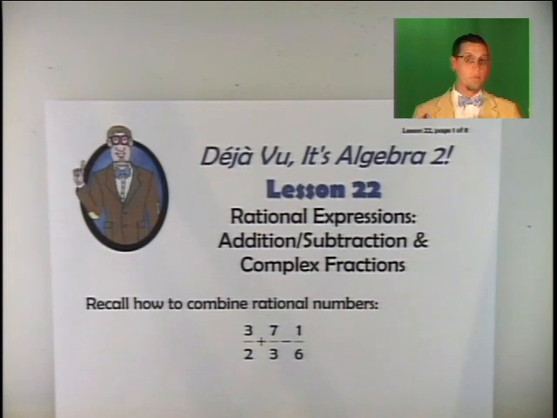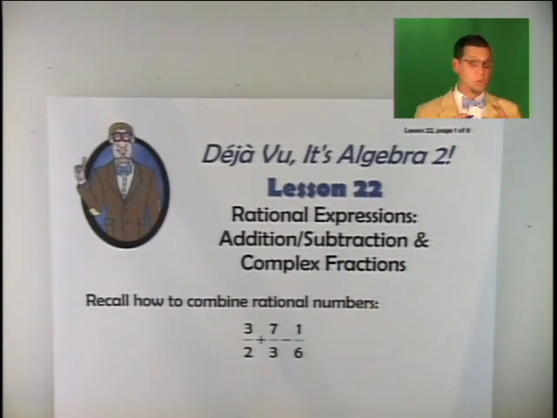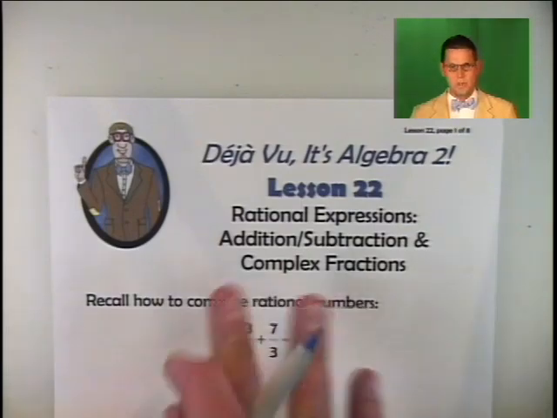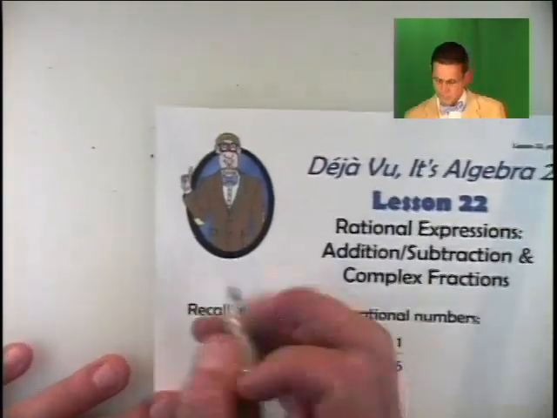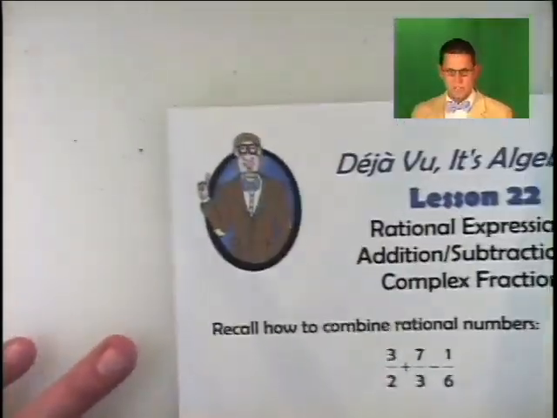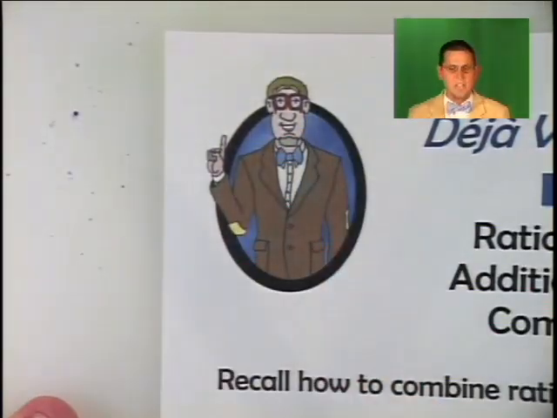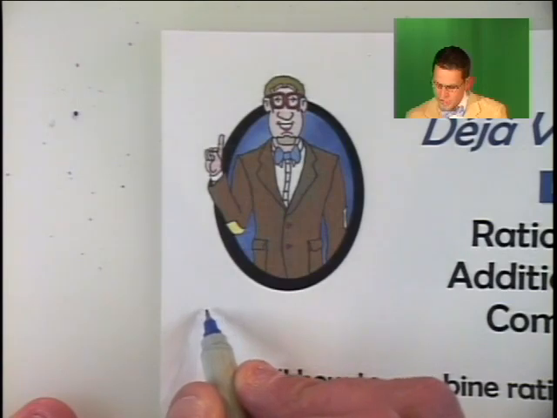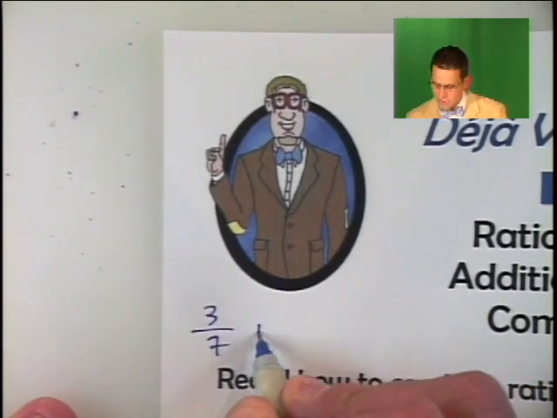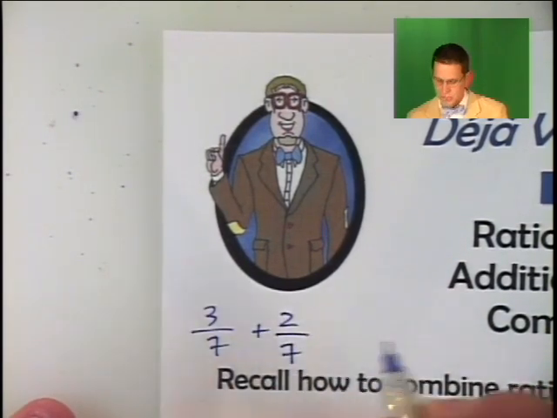Well, before we start talking about rational expressions that have variables in them, we need to review a little bit about how to add rational numbers, that is fractions. So let's look at something right here. I'll zoom in so you can see a little bit better there at home. Don't get off the couch and walk toward the TV. I'll come to you. What if I have like 3/7 plus 2/7?